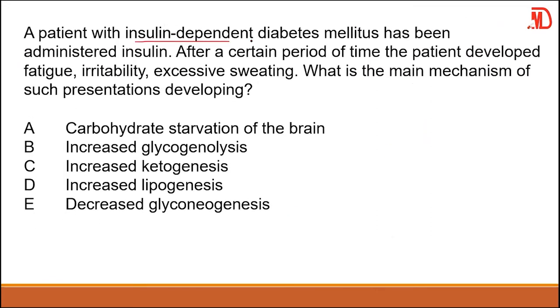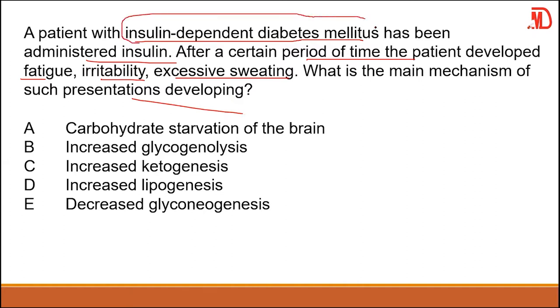A patient with insulin-dependent diabetes mellitus has been administered insulin. After a certain period of time, the patient developed fatigue, irritability, and excessive sweating. What is the main mechanism of such presentations developing? When you say something is insulin dependent, it means glucose depends on the insulin. So the more insulin you give, the less glucose you will see. In the absence of insulin, glucose will be high and hence diabetes.